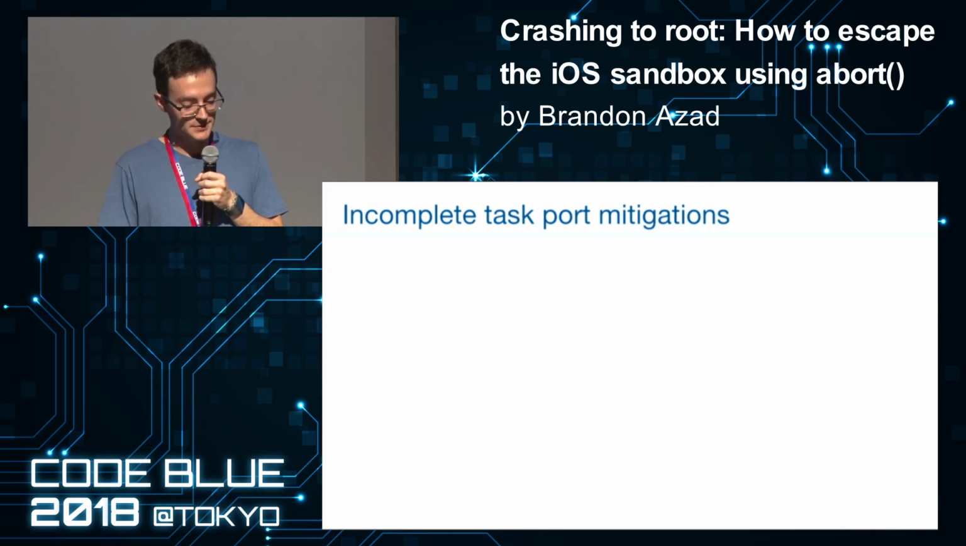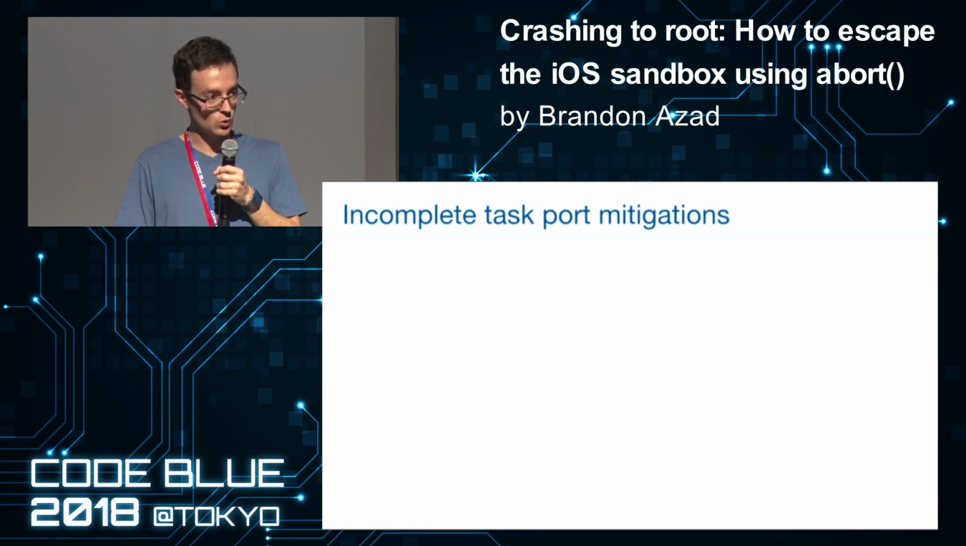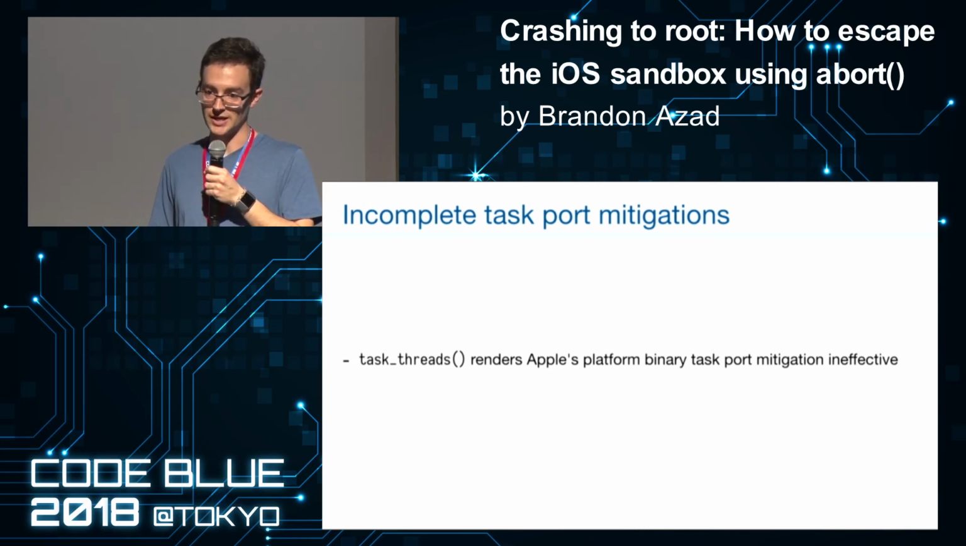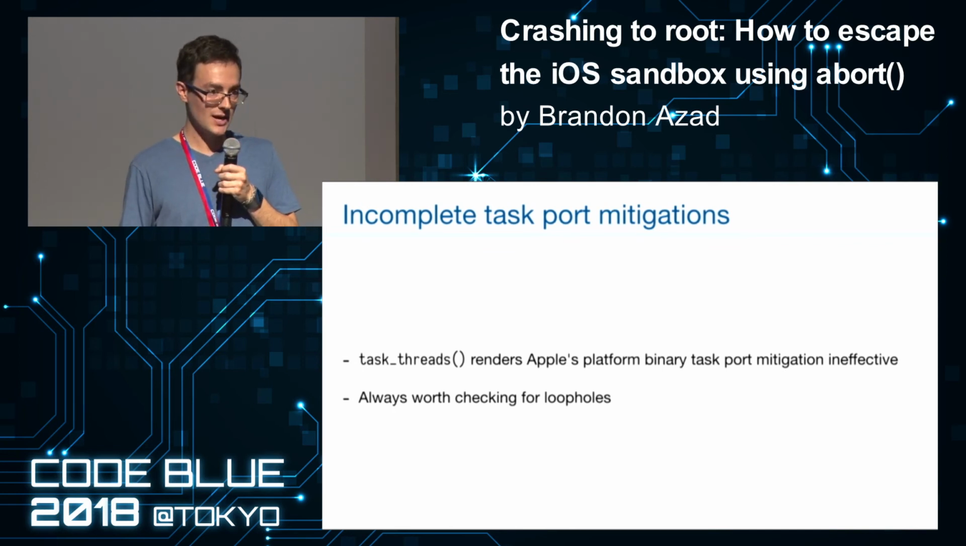Next, we saw that Apple's task port mitigations had a serious and not previously published loophole. The mitigation attempted to prevent attackers from using a task port to execute arbitrary code in an Apple-signed process. But we found that the task_threads API rendered the entire mitigation ineffective. Thus, it's always worth checking whether a new mitigation has big loopholes like this.